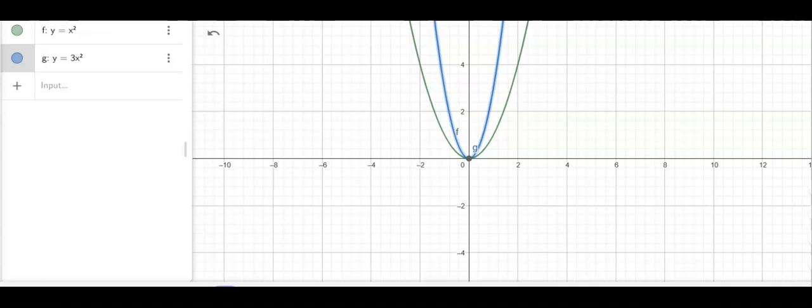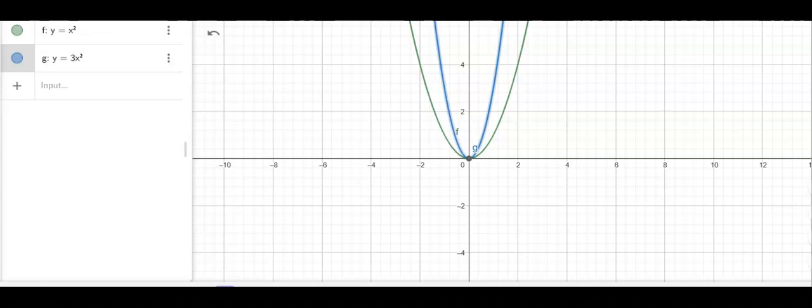Do you remember what you learned in our chapter on linear functions? In a situation like this, we say a vertical stretch happened. Yes, you're right. When the absolute value of a is greater than 1, we talk about a vertical stretch.